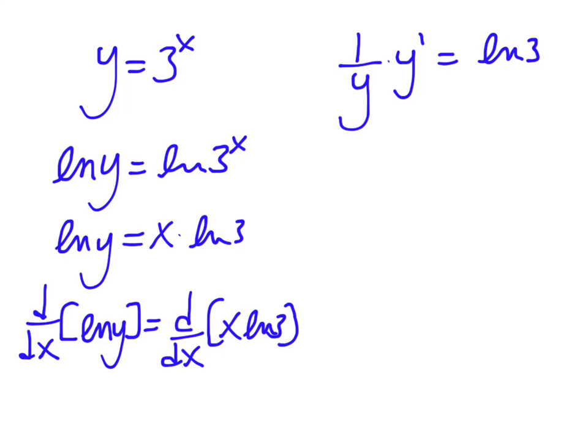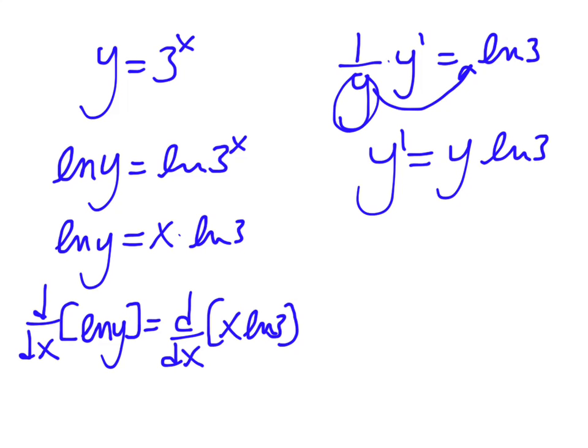Then we can rearrange this and solve for y prime. So y prime is equal to y ln of 3. Basically, I just took this y and plopped it up front. You can multiply both sides by y, think of cross multiplication or whatever you need to. And then we know y is equal to 3 to the x, so y prime is 3 to the x ln of 3.